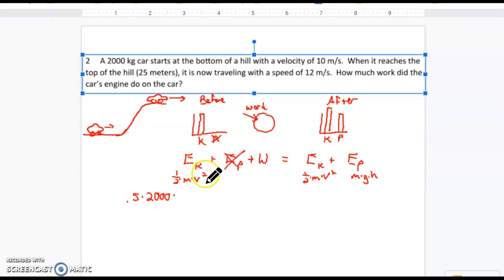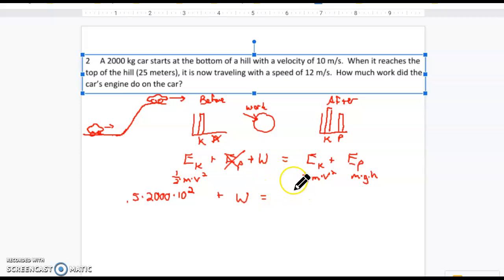Times the velocity squared. Well, at the very beginning, the velocity was 10 meters per second. So I need to make sure that I'm keeping track of what that speed is and where it was at. But I also need to make sure that I square that velocity. And then plus, I don't have the potential energy, but I do have this work that went into the system. And that's what made these graphs kind of not work out the same way that they usually do.